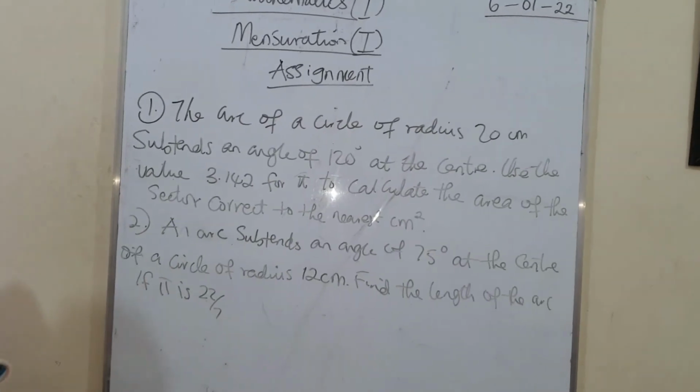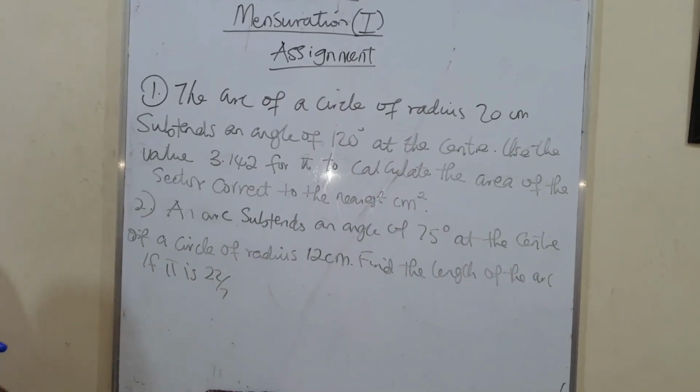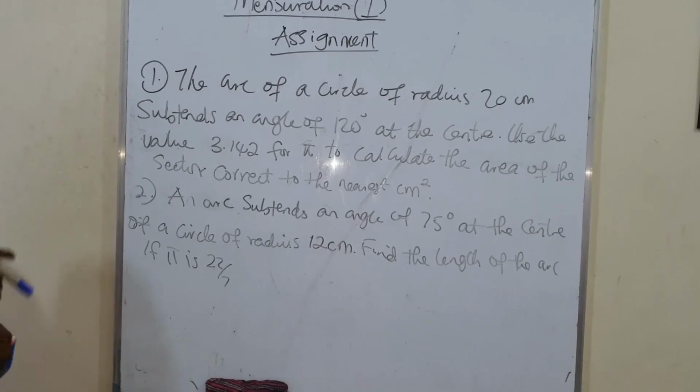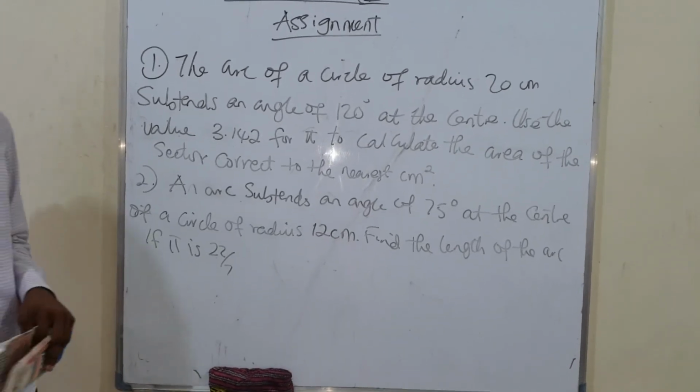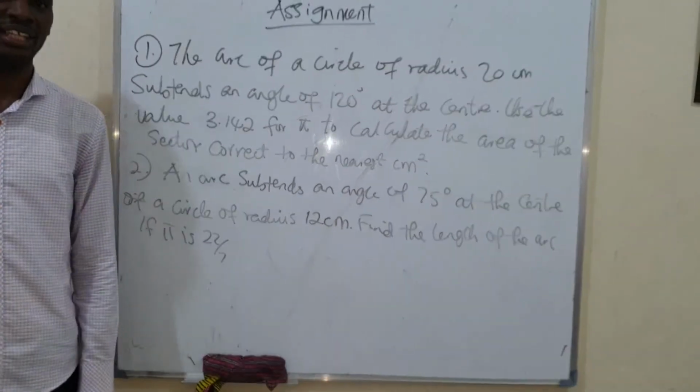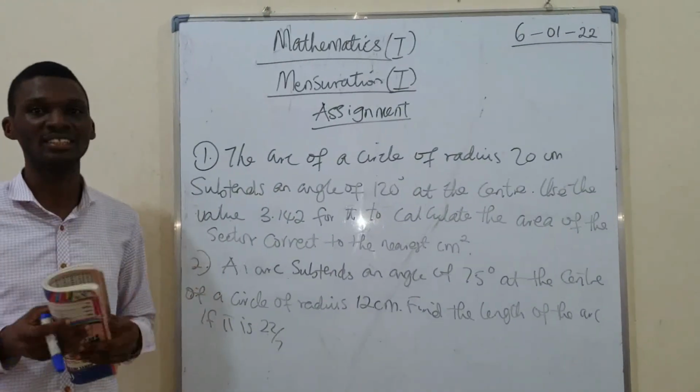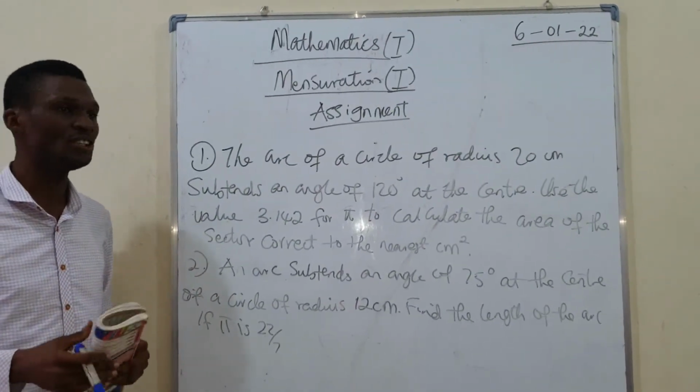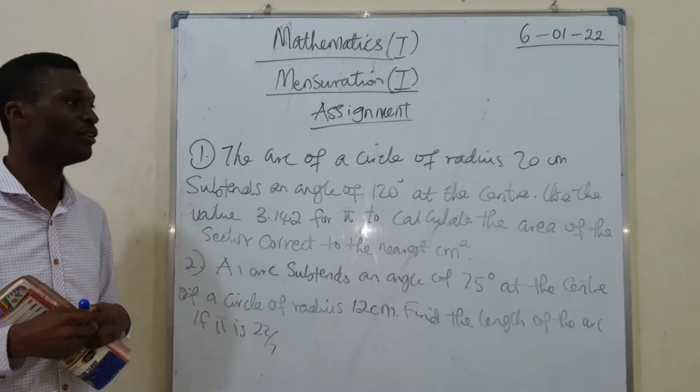Number 2, an arc subtends an angle of 75 degrees at the center of a circle of radius 12 cm. Find the length of the arc using pi as 22 over 7. For each of them, please make sketches, draw your diagrams, and get your angle theta and your radii.